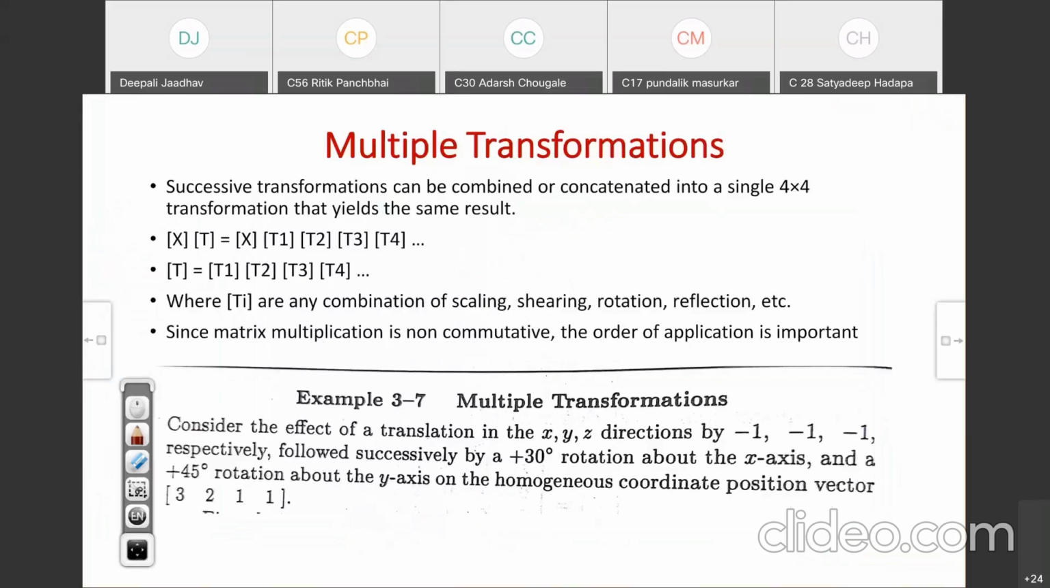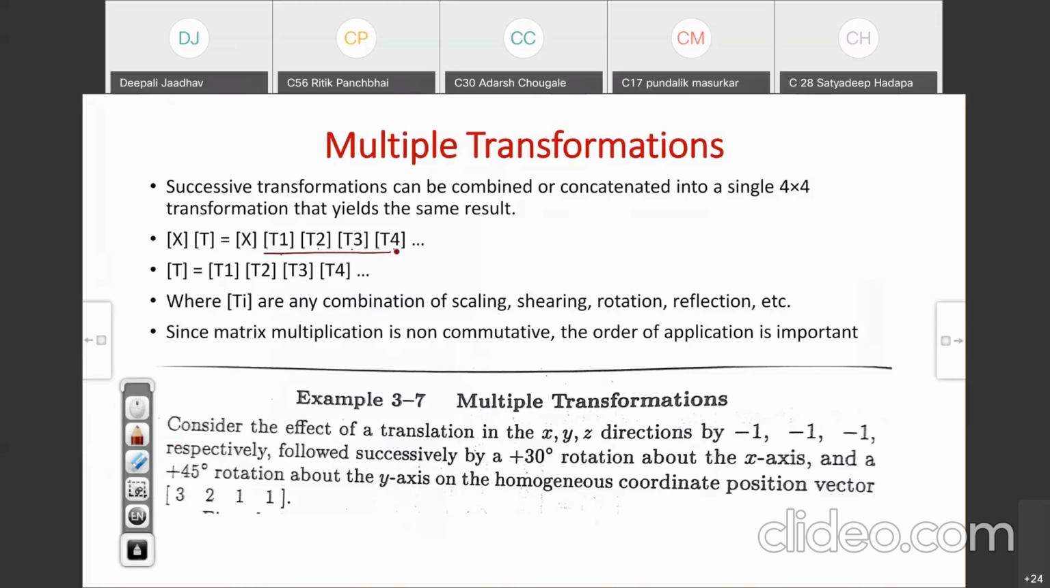Multiple transformation means that we are performing multiple transformations one by one, such as translation, rotation, reflection, shearing, on the same object. In that case, the first thing we need to find out is the transformation matrix. For example, if we perform the translation T1, then rotation, then reflection, or whatever. Rotation through x-axis, rotation through y-axis.